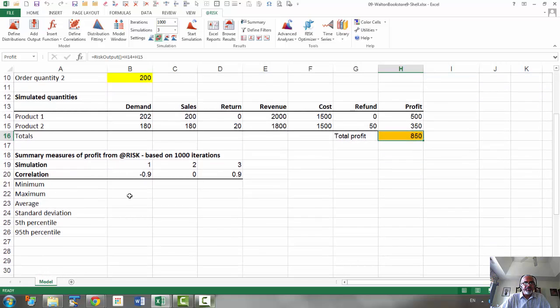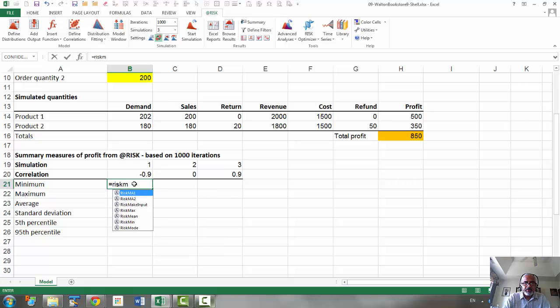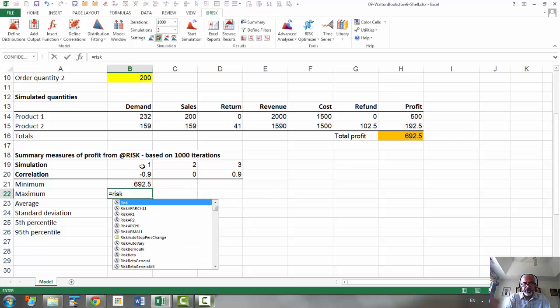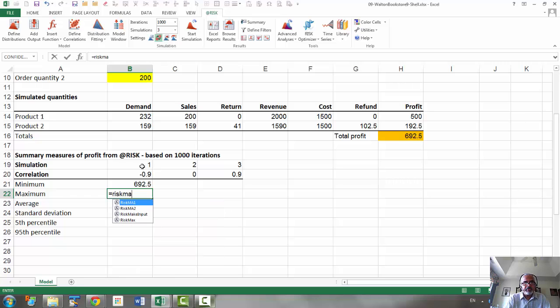Now we have to set up the summary outputs. So we have RiskMin of total profit, comma, the simulation run. The first time the correlation will be minus 0.9, remember. Second time 0, third time plus 0.9. RiskMax of total profit, comma, simulation run.